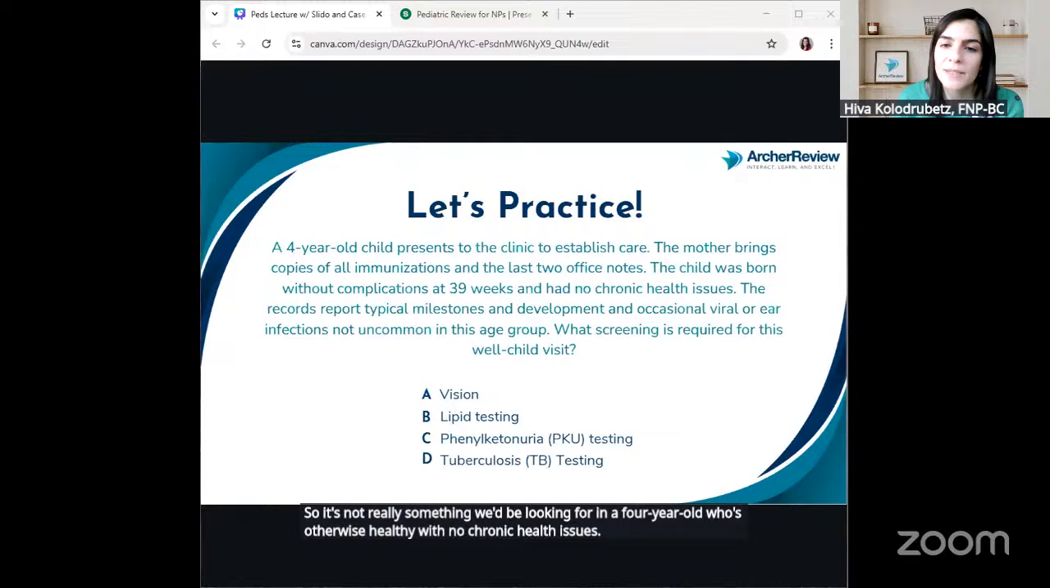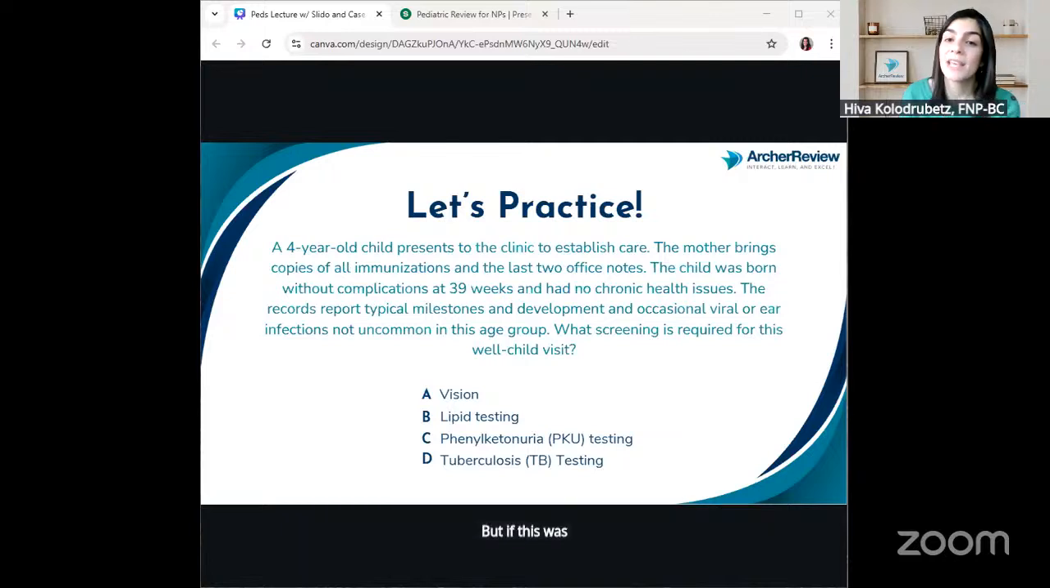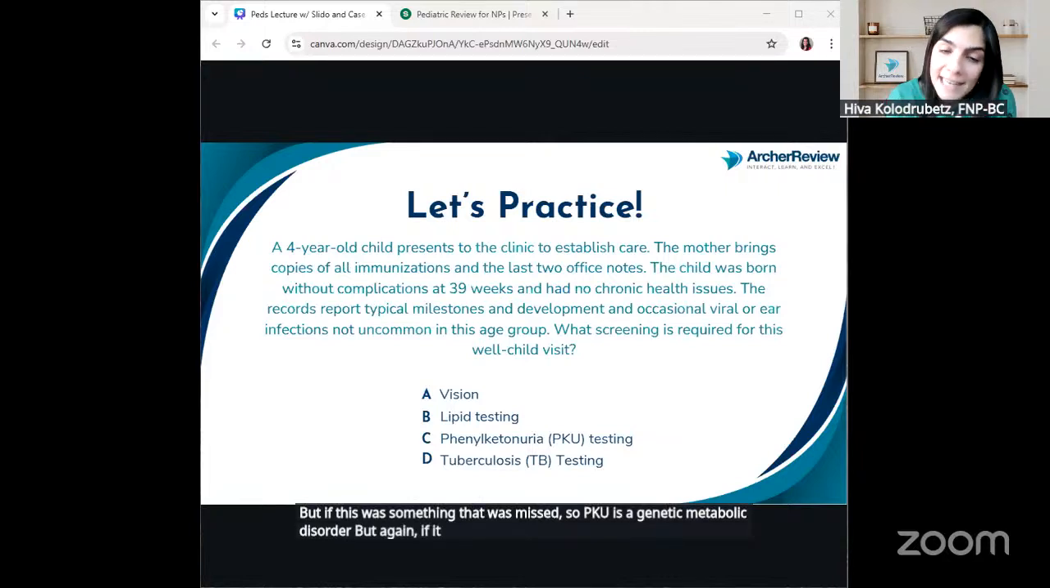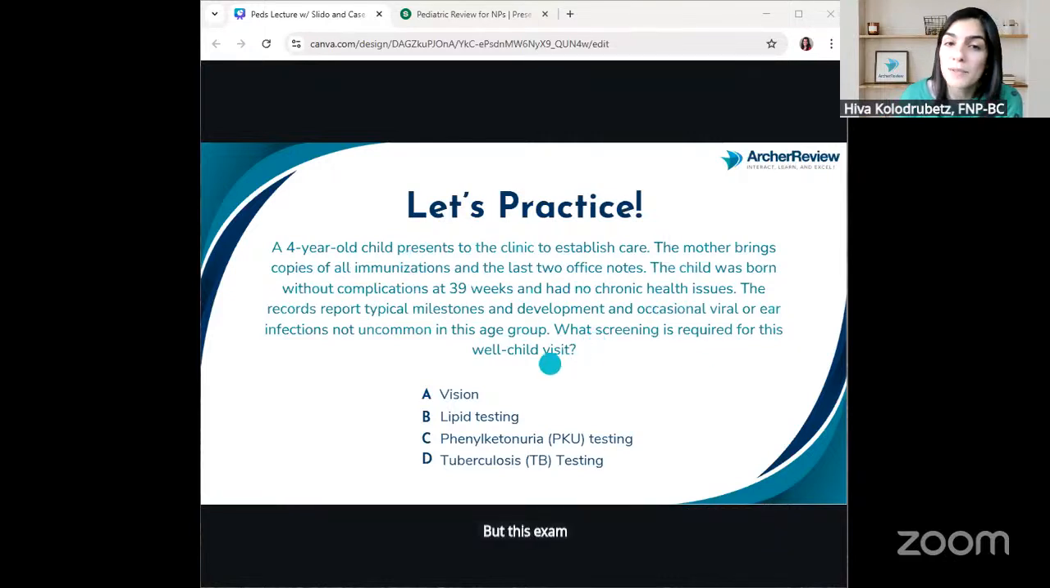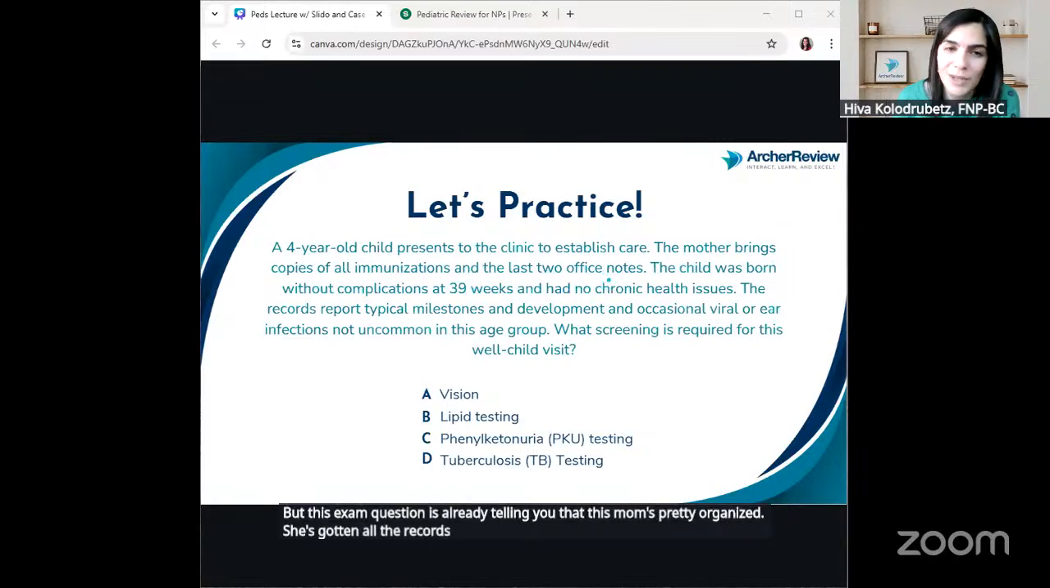With C, PKU testing, this is also something that's done pretty early on, typically as part of that newborn screening. So again, you have to find out what happens in your state. But if this was something that was missed, PKU is a genetic metabolic disorder. If it didn't happen in early screening, we would start to see some severe intellectual disabilities by now, by the time this child has reached 4. But this exam question's already telling you that this mom's pretty organized. She's gotten all the records to the office visit with you today. Child was born healthy and has met their typical milestones. So we know that that's not the case, right?